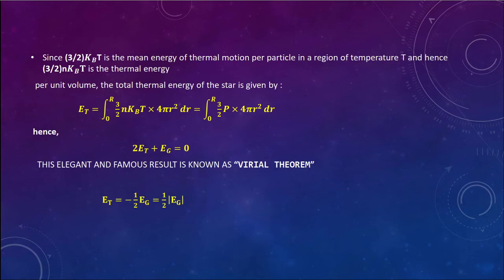This very famous result is known as the Virial theorem equation for stars. It can also be written, when we move terms to the other side, as Et equals minus half of Eg, and if we want to take only the magnitude, Et equals 1/2 of Eg. Here Et is the thermal energy and Eg is the gravitational energy. Next step.